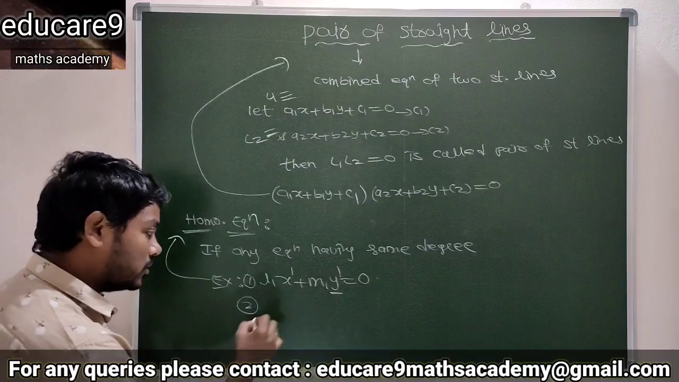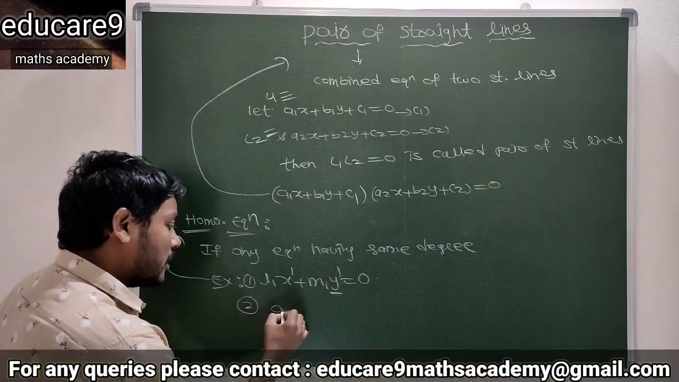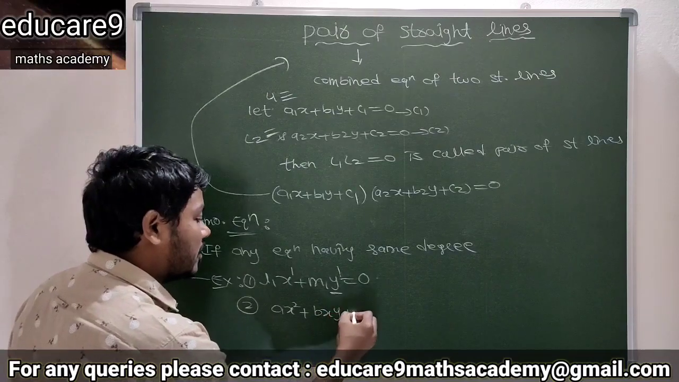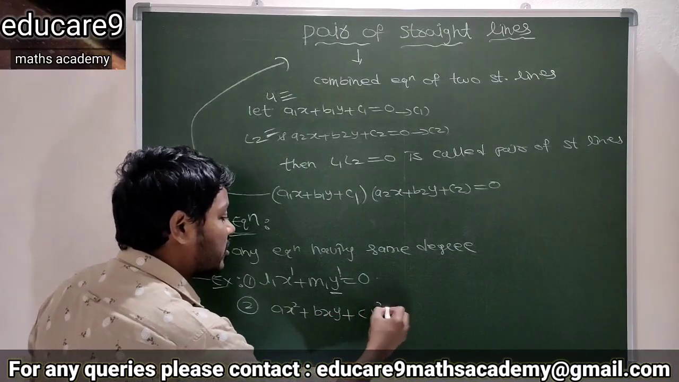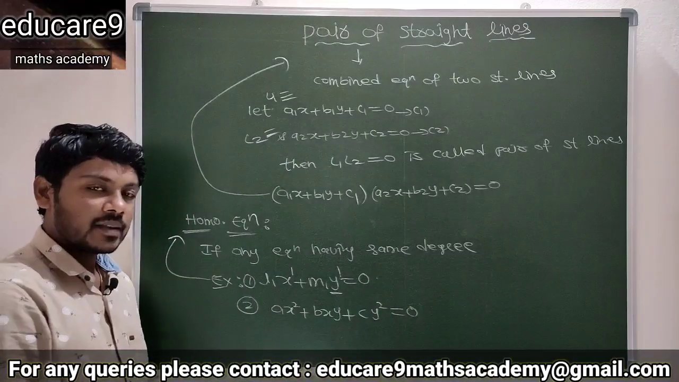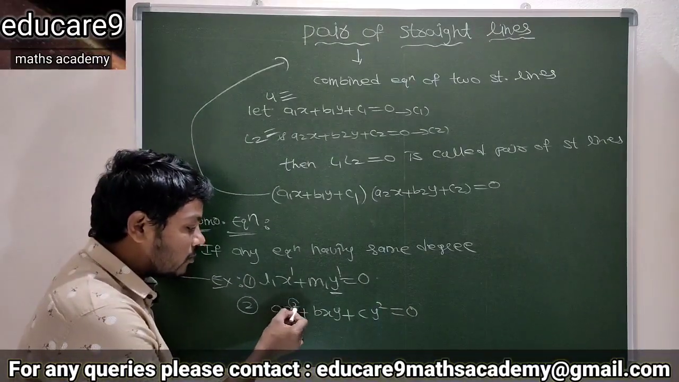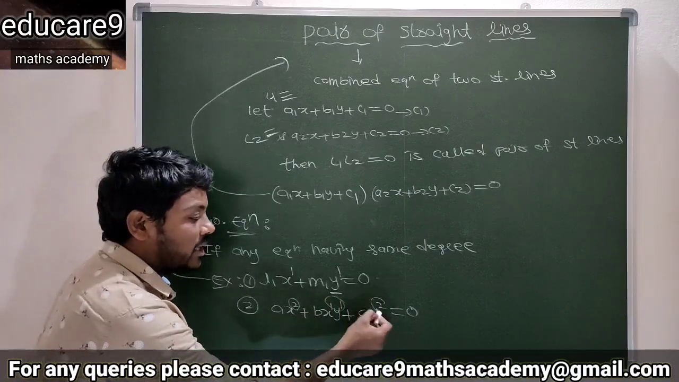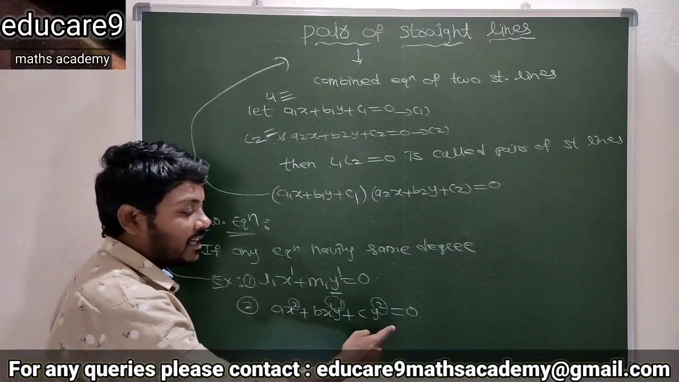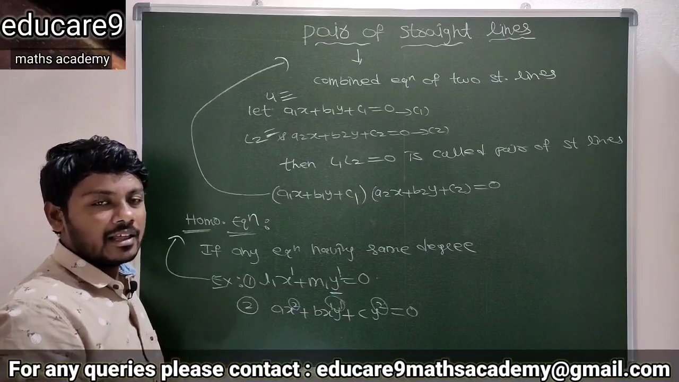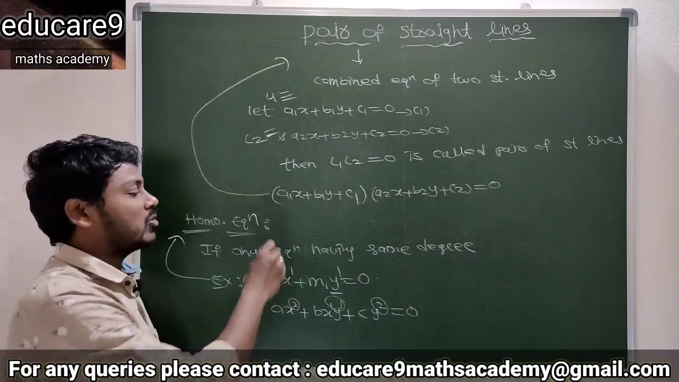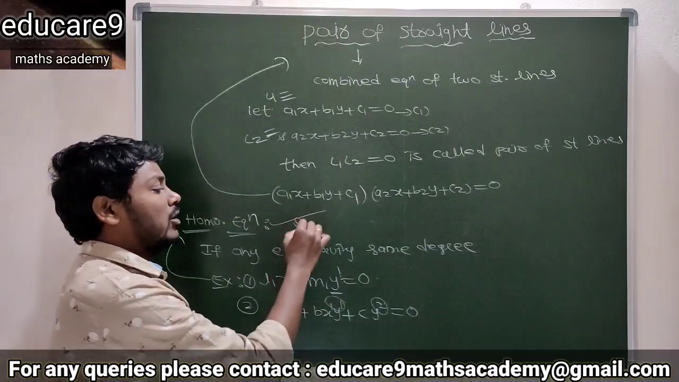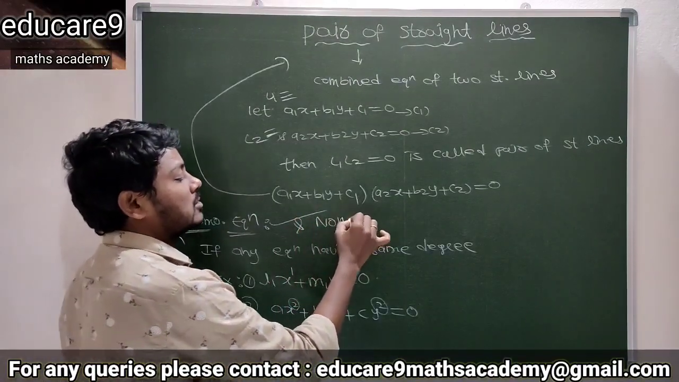Another example, ax square plus bxy plus cy square equals 0. Here the degree is 2, and here degree 1 and degree 1, so the total degree is 2. Here also the degree is 2. So clearly this equation contains the same degree, therefore this type of equation is called a homogeneous equation.